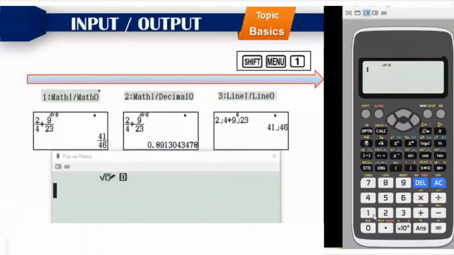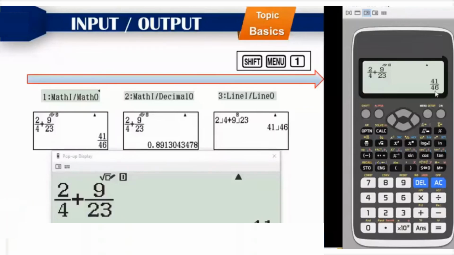When I press 1, I enter the command on the screen, that is 2 upon 4 plus 9 upon 23. And if I press equals to, my answer will be in fraction. Math 1, math 0 means that I want my answer to be in fraction and to be written in two separate lines, like 41 upon 46.